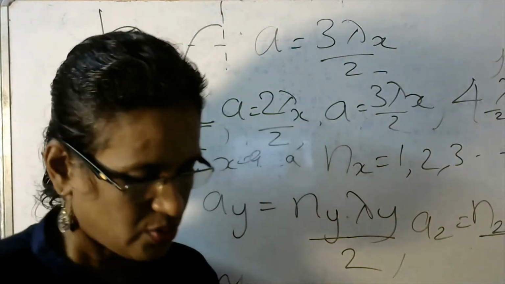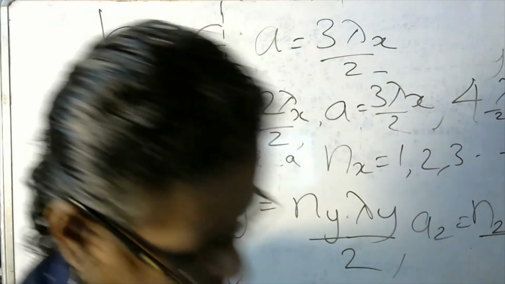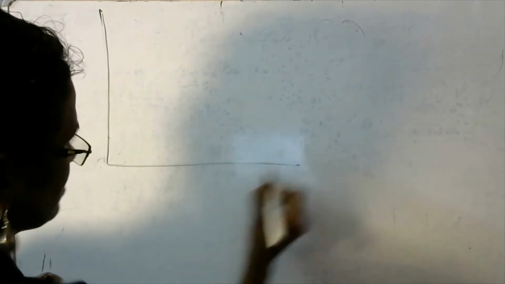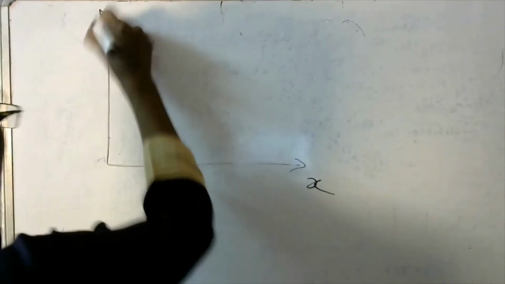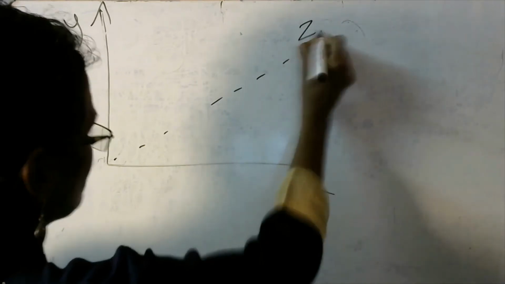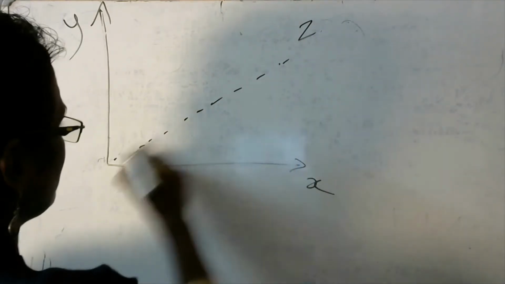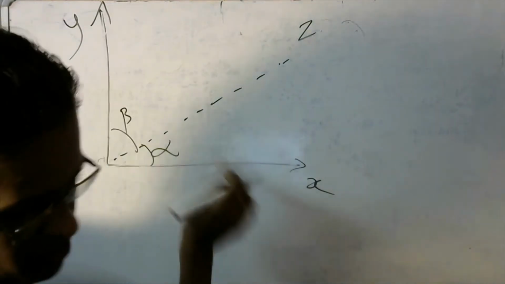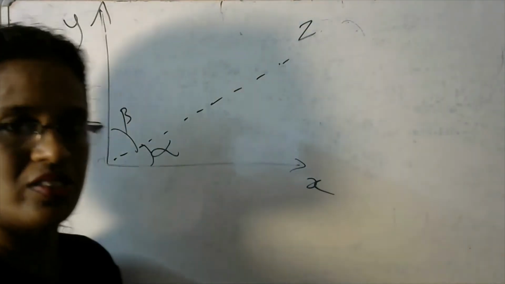Let's consider alpha, beta and gamma as the angles that are subtended. Let this be the x, y, and this be the z direction. Imagine that this will be the alpha, this will be the beta, and gamma is between the other two directions.